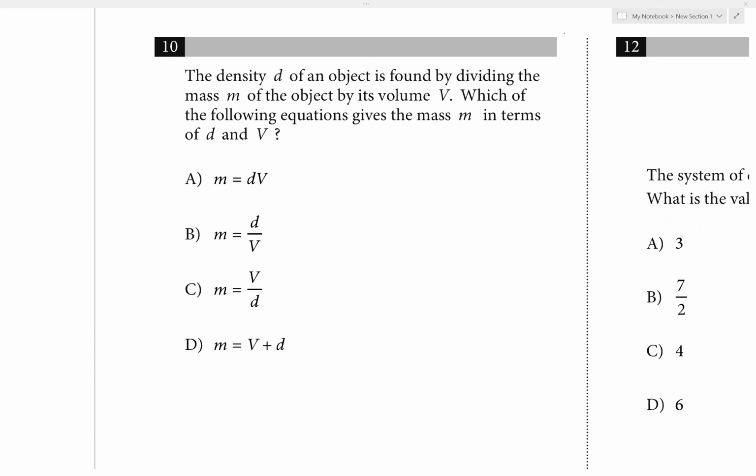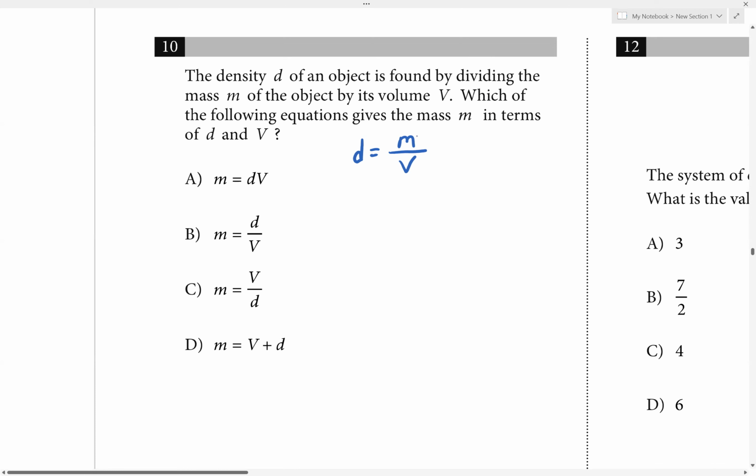You can say density d is equal to the mass divided by the volume. So it'll be m divided by v, like that. So this is our equation, d equal to m over v. But then, what we have to do here is, the question says which equation gives the mass m in terms of d and v.